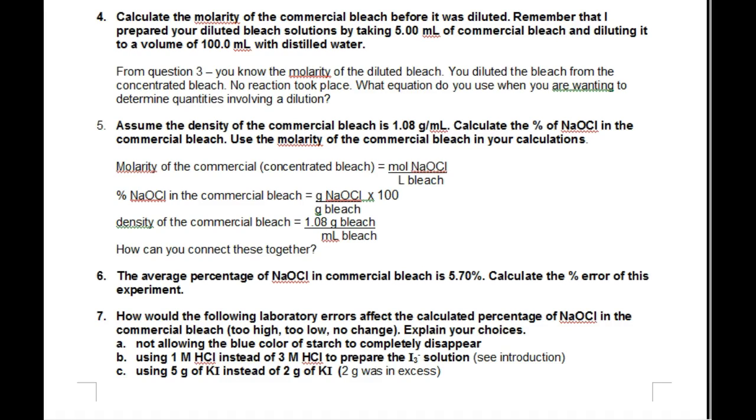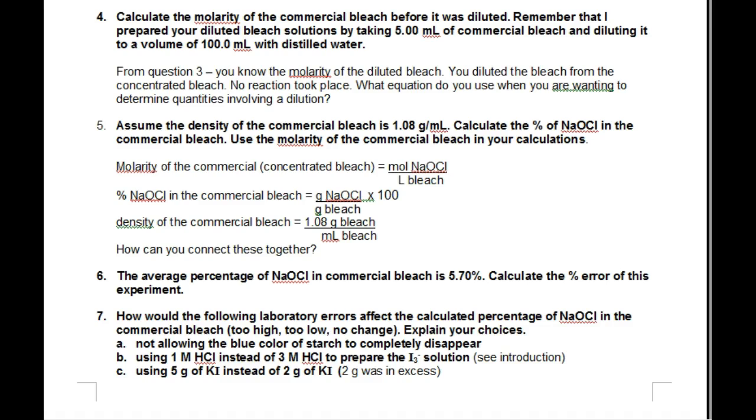And I wanted to remind you that I took approximately 5 mils of the bleach and diluted it to a volume of 100 mils with water. So 5 mils of the commercial bleach was used to make the new concentration of diluted bleach. And from question 3, you know the molarity of that diluted bleach, and you also know the volume of the diluted bleach that you titrated. You know how much of the commercial bleach you used to make your solution. So we should be able to find the molarity of that commercial bleach.